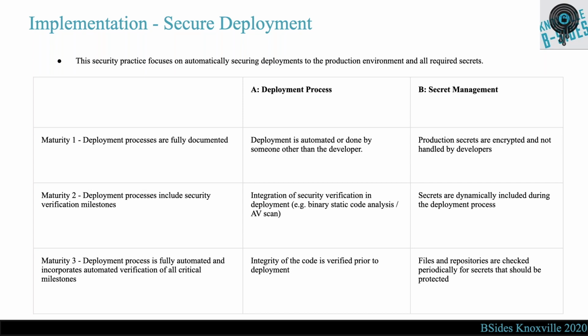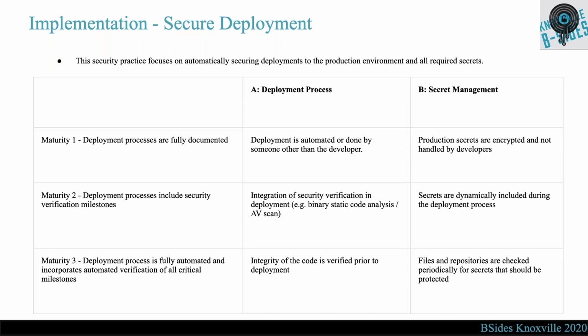To this end, this practice's first stream, which is deployment process, focuses on removing manual error by automating the deployment process as much as possible and making its success contingent upon the outcomes of integrated security verification checks. It also fosters separation of duties by making adequately trained non-developers responsible for deployment. Some organizations have only certain developers who are more in DevOps roles, and they are responsible for deployment.